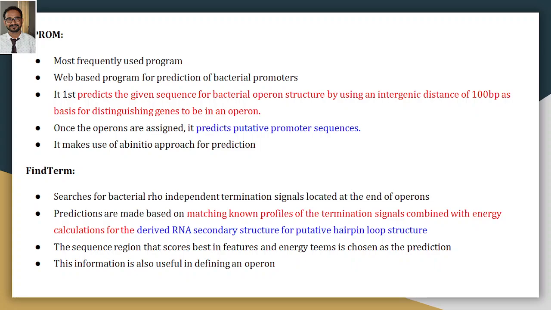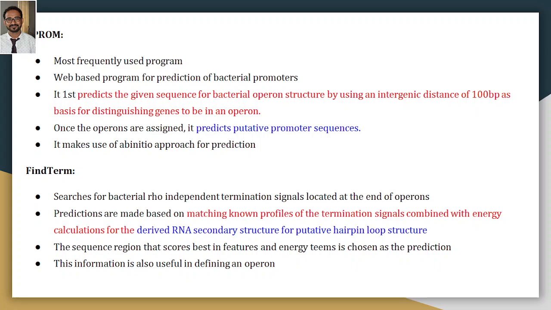Okay, understanding. So it makes use of the ab initio approach of prediction. Okay, so here what is the approach? Ab initio, not homology. Next we are having FindTerm. FindTerm searches for bacterial RHO independent termination signals which are located at the end of the operon.